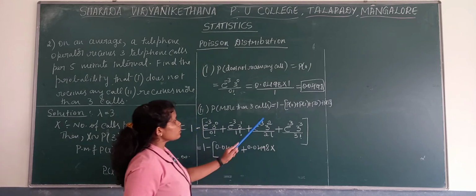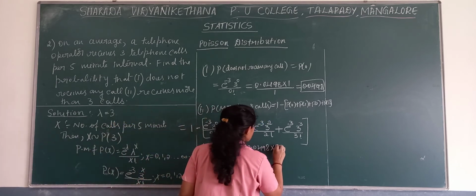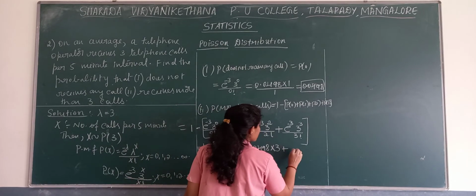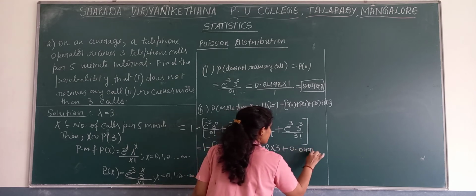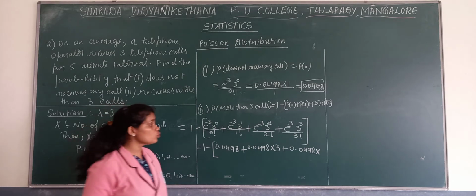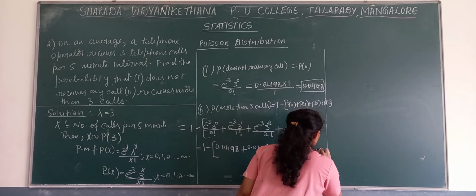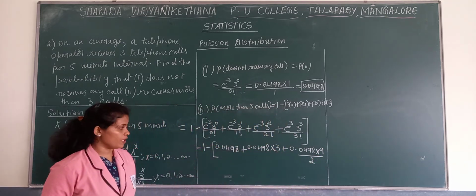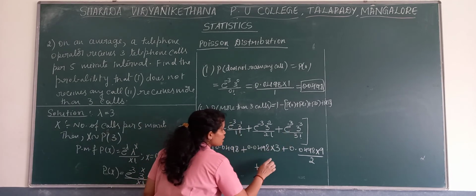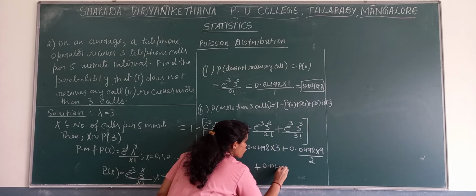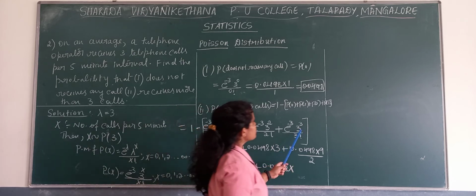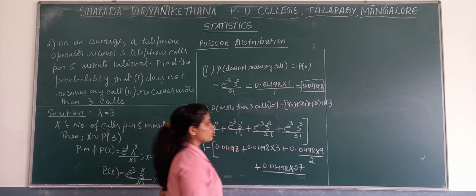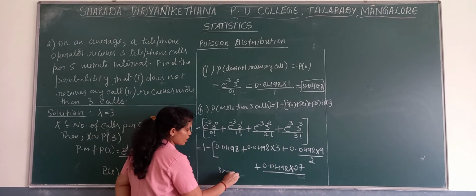0.0498 into 3 to the power 1, that is 3 divided by 1, no need to write there, plus this one 0.0498 into 3 to the power 2, that is 9, divided by 2 factorial, there 2 will remain, plus the last one e to the power minus 3, 0.0498 into 3 to the power 3, that is 27, and 3 factorial. 3 factorial means 3 into 2 into 1, so 6.